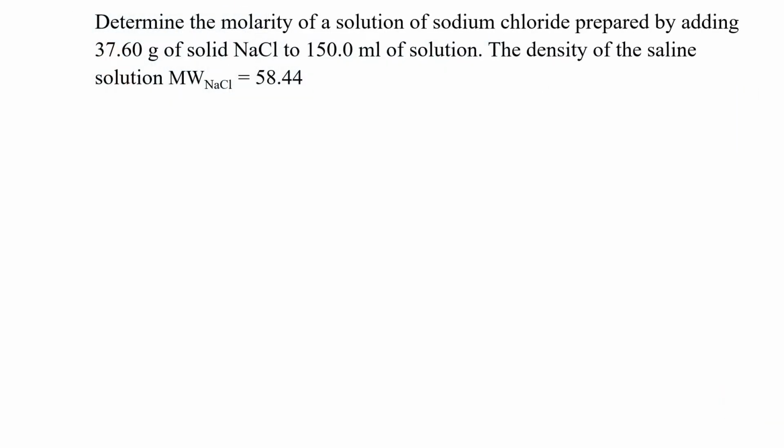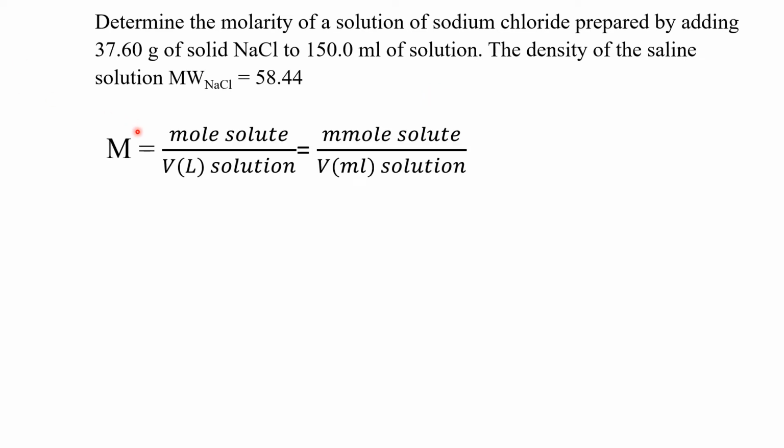Determine the molality and molarity of a solution of sodium chloride prepared by adding 37.6 grams of solid sodium chloride to 150 grams of water. The density of the saline solution is 1.1478 grams per ml. We need to find the molecular weight. You can always find this in literature, and it is 58.44. Let's start with molality first.